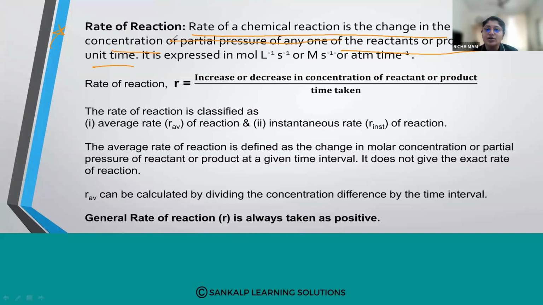If you are getting confused, remember the change in the concentration of the reactant or product per unit time; the units are important. Then, what is rate of reaction? Rate of reaction is the increase or decrease in the concentration of reactant or product with respect to the time taken. How is it classified? It is classified as average rate and instantaneous rate. What is average rate? It is a change in molar concentration of the reactant or product in a given interval of time.